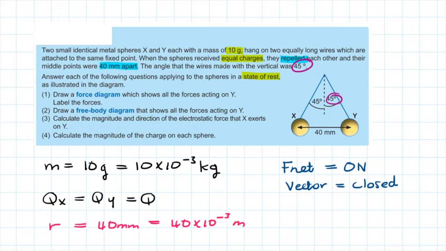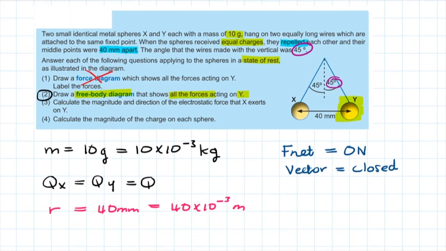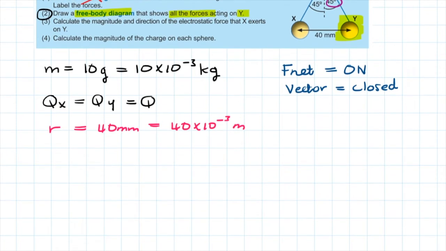Now, question number 1, we're going to skip because it asks about force diagrams. And we're going to go straight on to question number 2, which says, draw a free body diagram that shows all the forces acting on Y. This over here is object Y. So we're going to represent object Y using a dot.